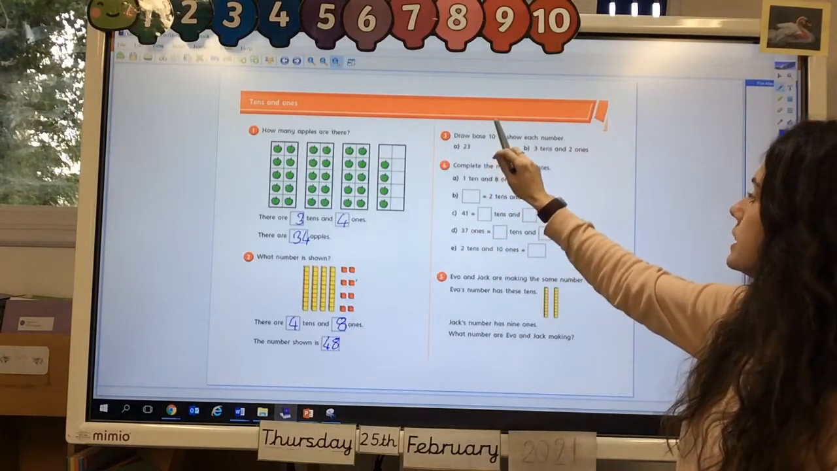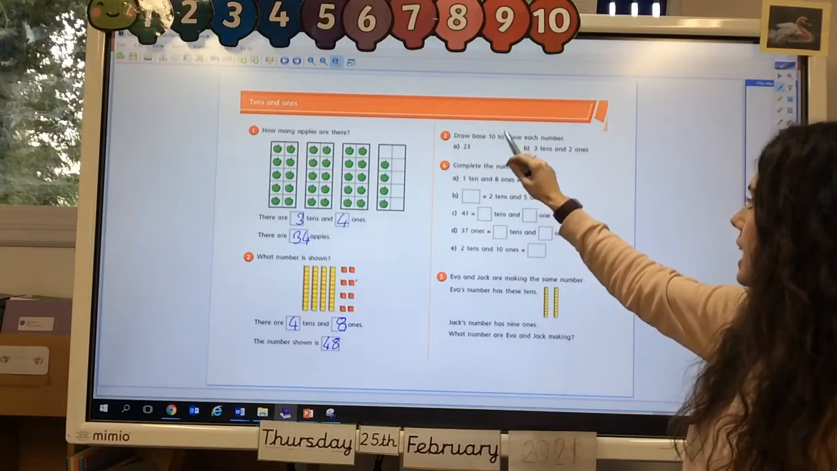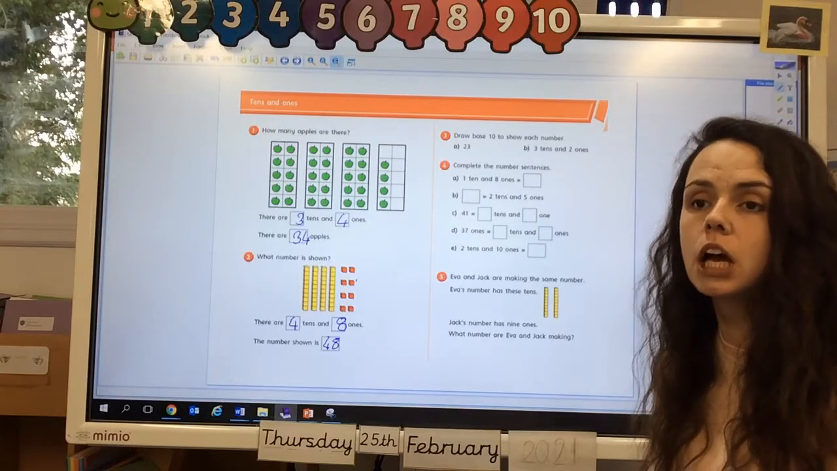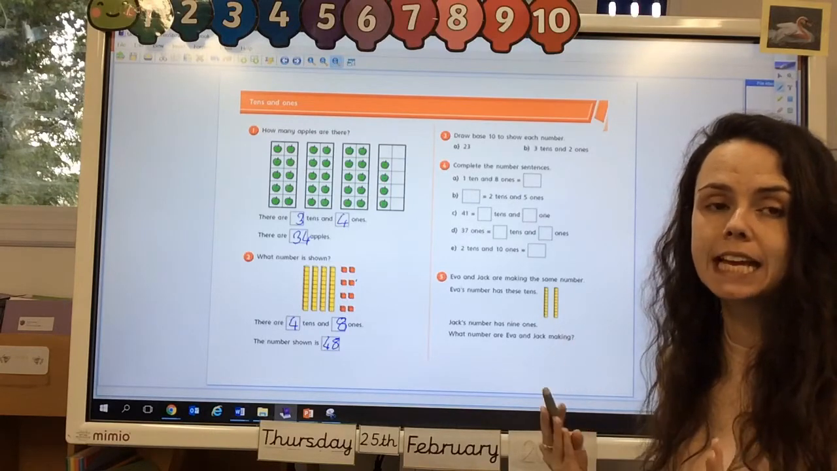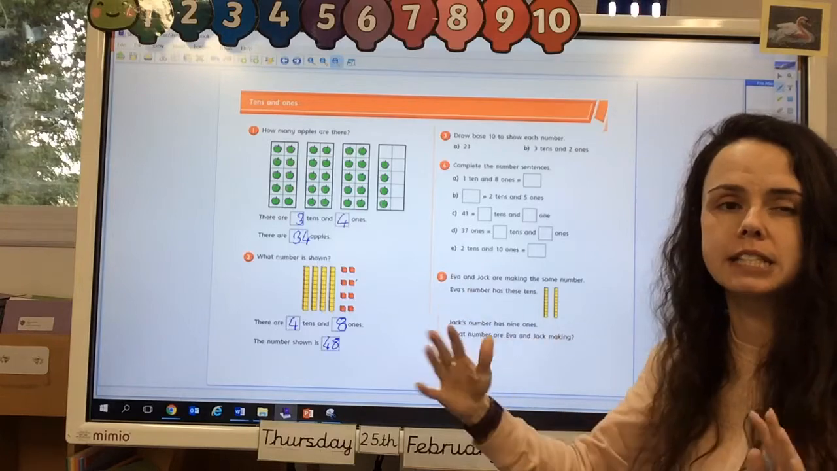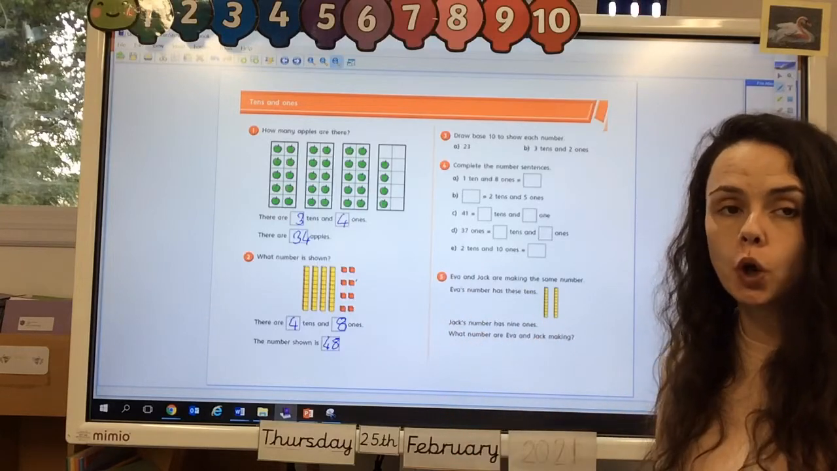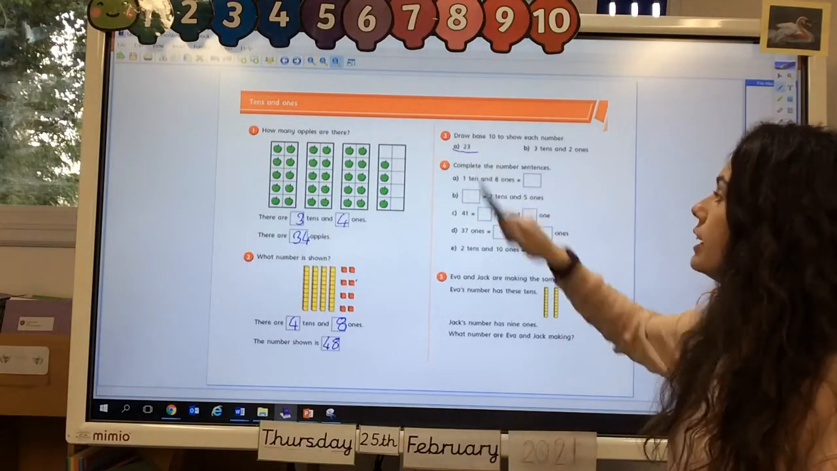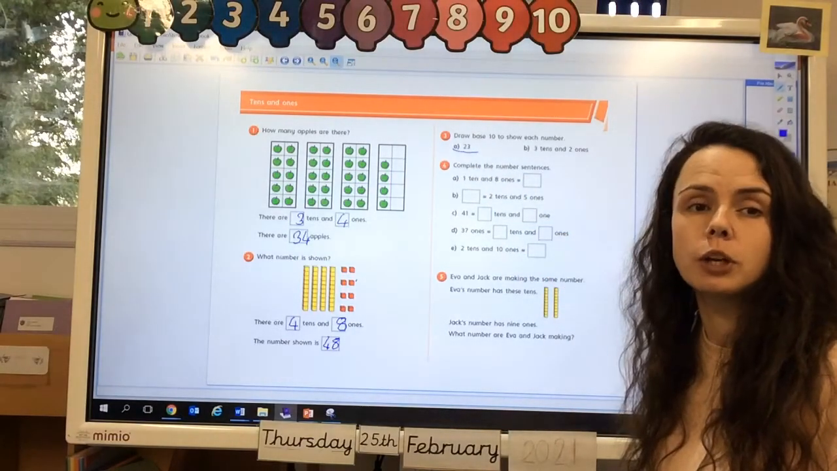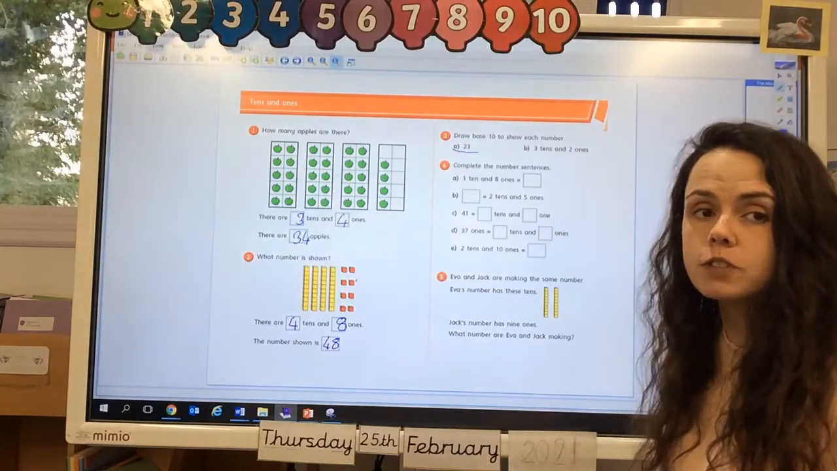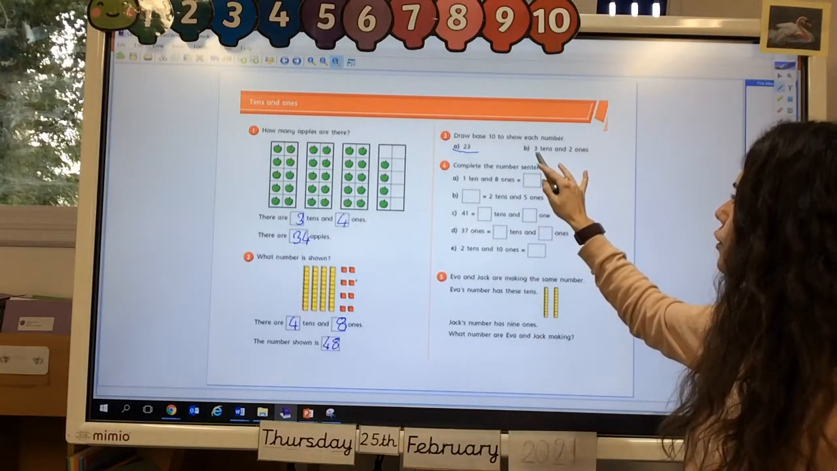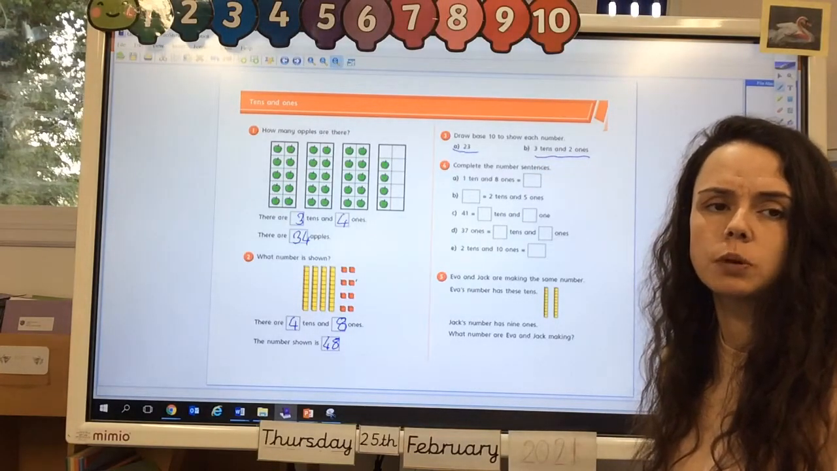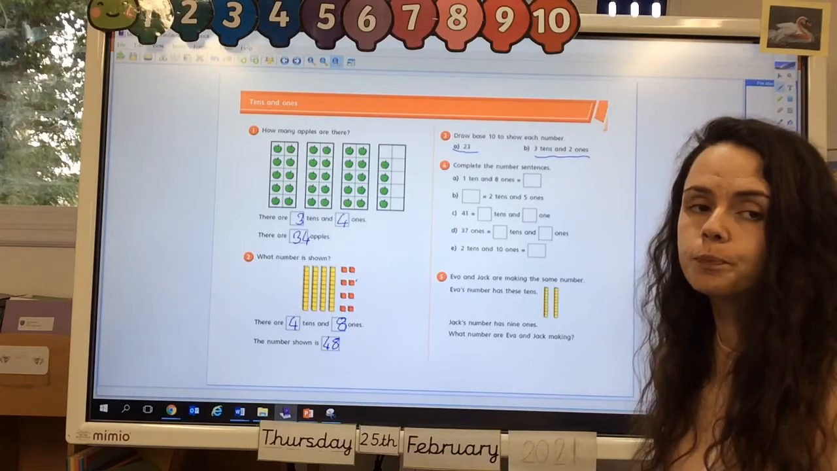Let's go up here. So draw base 10 to show the numbers. Now you haven't got at home your base 10 or any Dienes, but you have got your 10 frames. You've got a page that has 6 10 frames on it. I want you on there to have a go at drawing with a whiteboard pen 23. So can you have a go at drawing 23 on there? And then when you've done that, can you have a go at drawing 3 tens and 2 ones? What's 3 tens and 2 ones? Have a go at working that out.